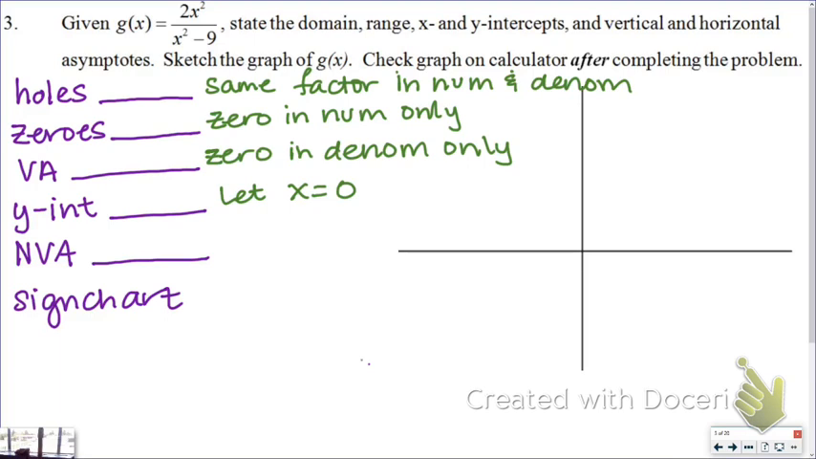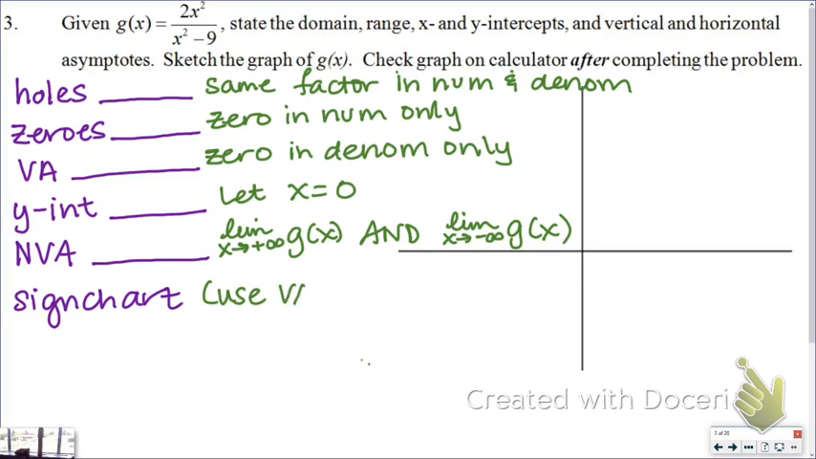Well, as we have already started this, I will give you the calculus way to find this, and that is the limit as x approaches positive infinity and the limit as x approaches negative infinity. And we just learned how to do that. And then a sign chart, use your vertical asymptotes and zeros. And that should be enough to help you draw a graph.